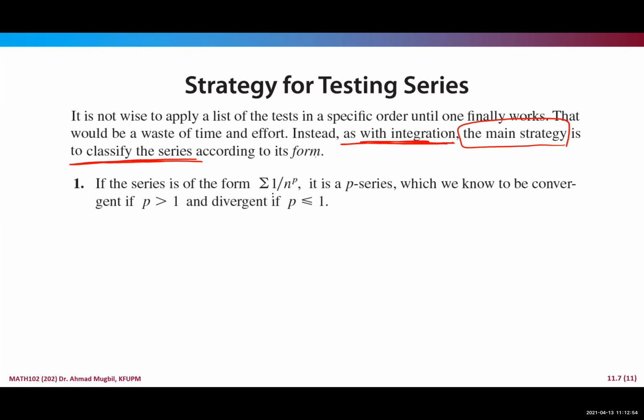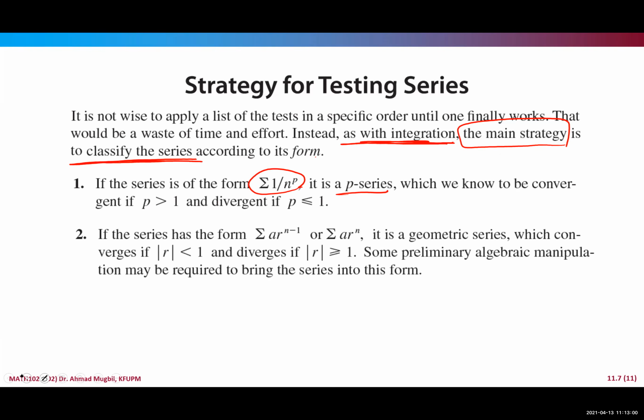If the series is of this form, then it is a P series, which converges if p is greater than 1, and diverges otherwise. If it is this form or this form, it is geometric, and it converges if the absolute value of r is less than 1, and diverges otherwise. Of course, usually, Shabab, this will not be clearly given to you. So you need to do some preliminary algebraic manipulation to simplify it. You need to do some algebra to have it in that form.